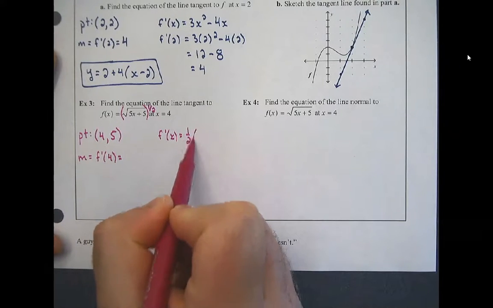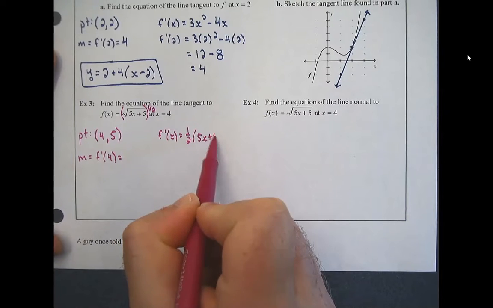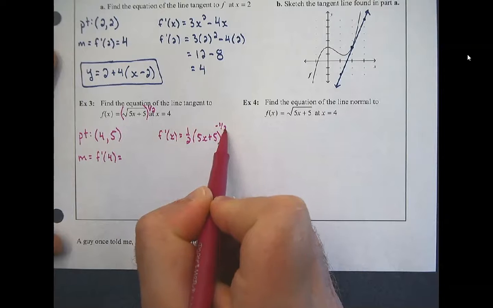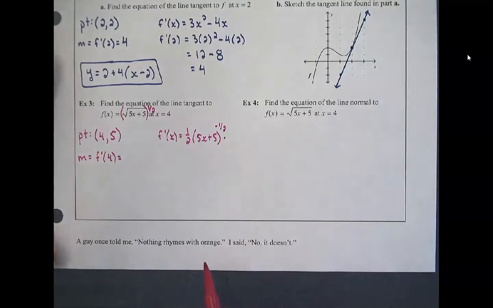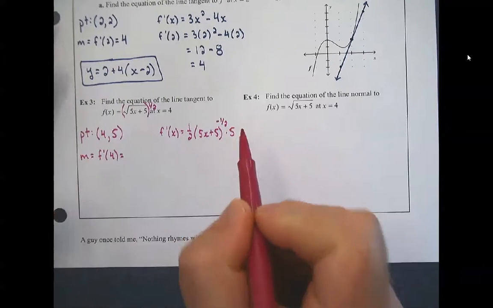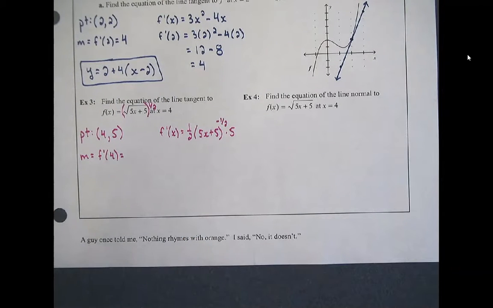1/2 something to the power of negative 1/2. Now we said something, so that means I need to keep going. You always need to keep going whenever you say something. So who is our something? 5x plus 5, and when you derive that, you get 5. Notice we didn't say something, so I don't have to keep going. The game is over once I've done all the layers.